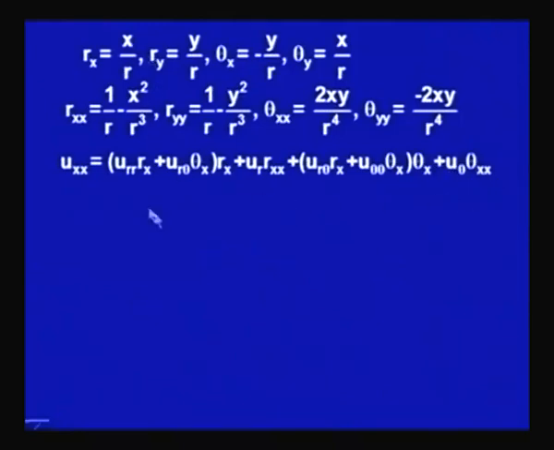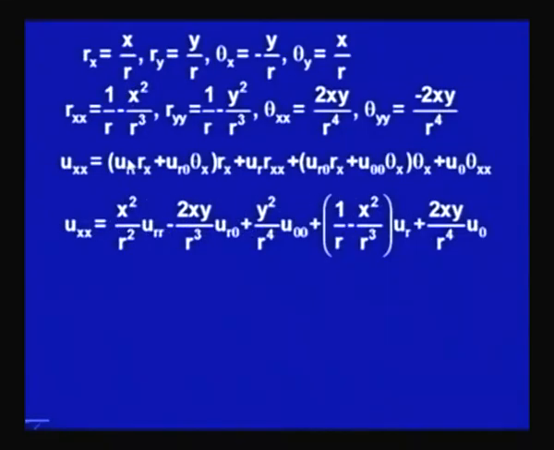Now, substitute all these. Here what we would get is r_x is x by r. So, the coefficient of u_rr is r_x squared, that is x squared upon r squared. So, we would get x squared upon r squared times u_rr, then the coefficient of u_r_theta.